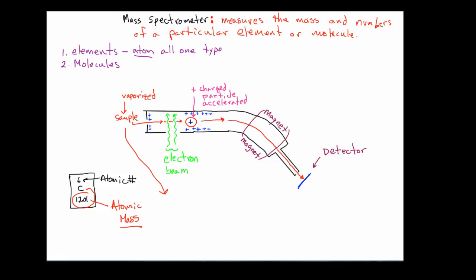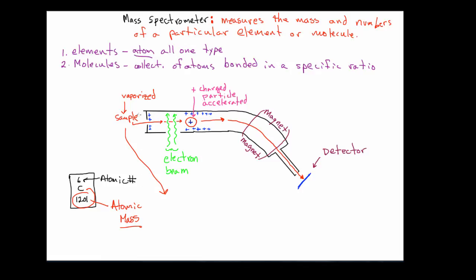So we might, for example, be looking at the mass of a sample of carbon atoms. And in the case of a molecule, you're dealing with a collection of atoms bonded together in a specific ratio. Now, how's this going to work?